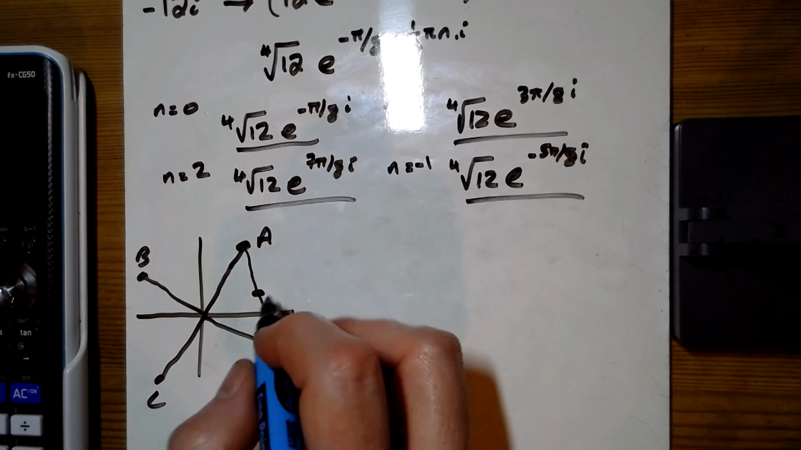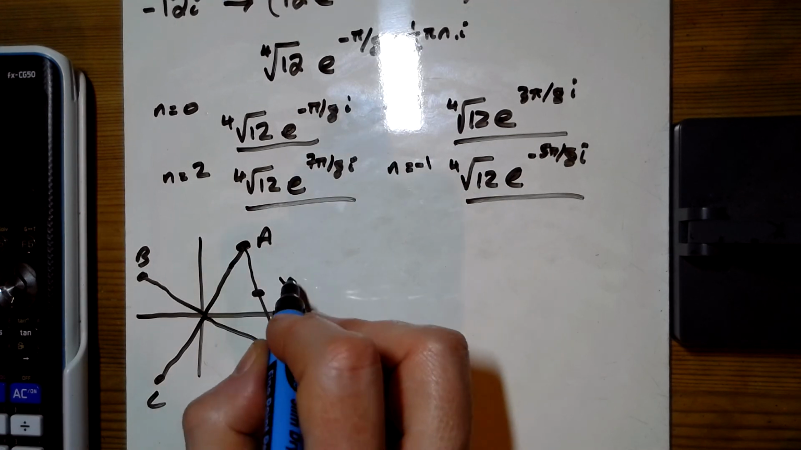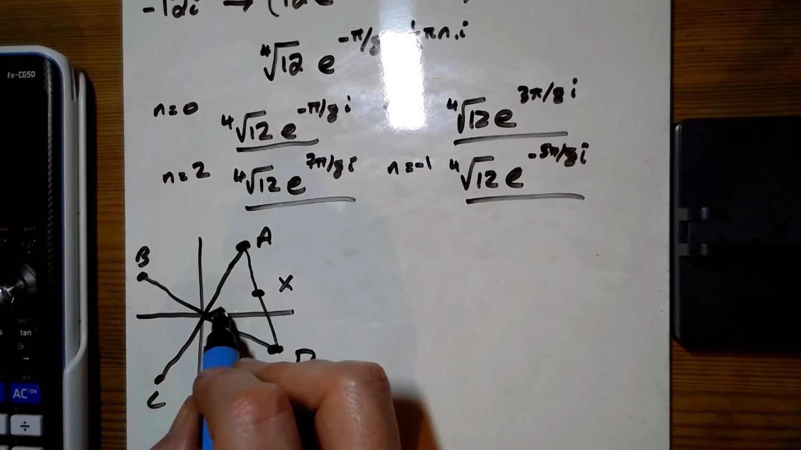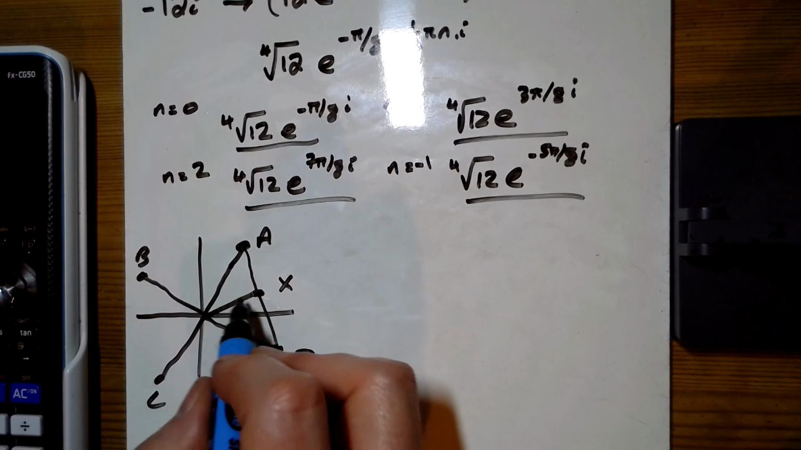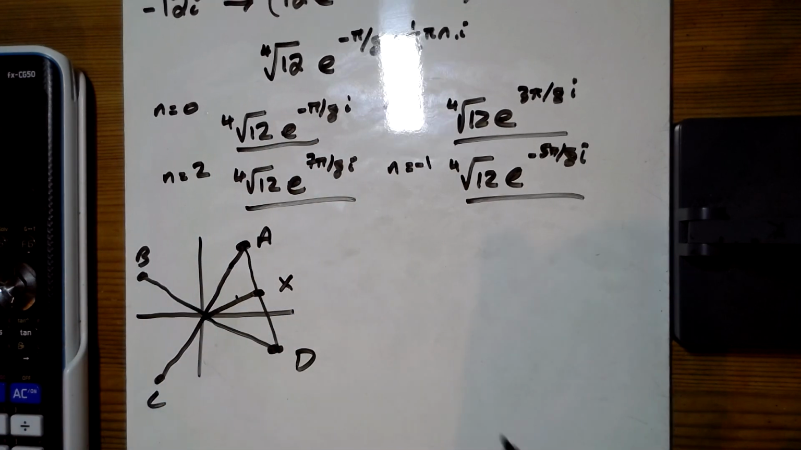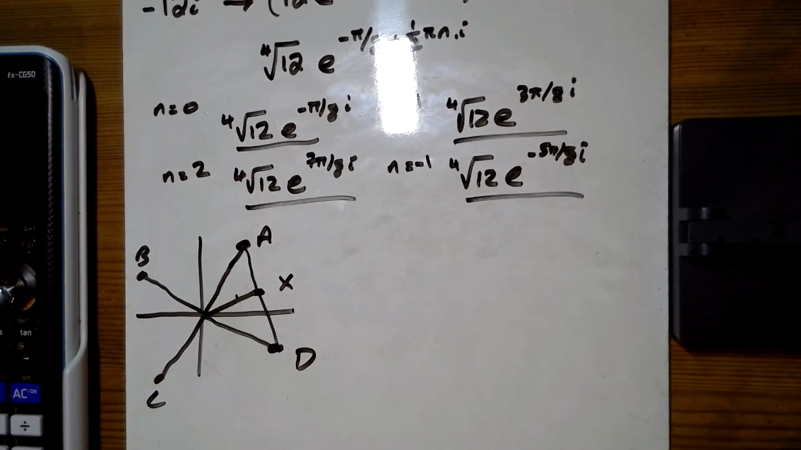The midpoint of this side here. So that midpoint here is going to be x. That distance there to there is going to need to be found out. I'm going to have to pause and think about this.